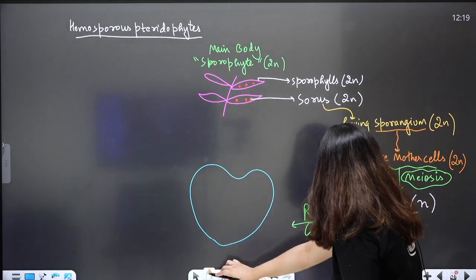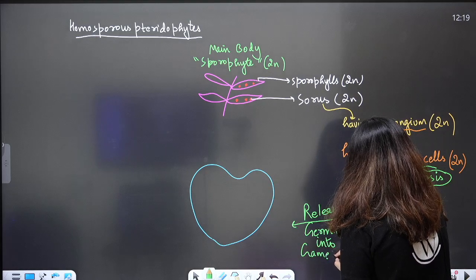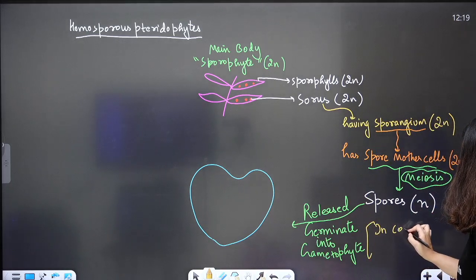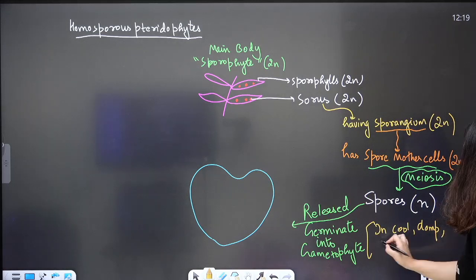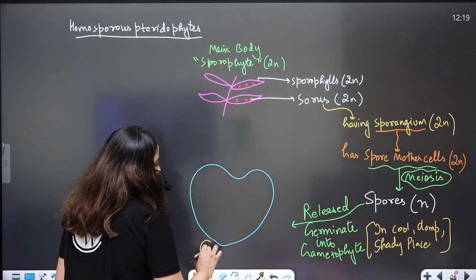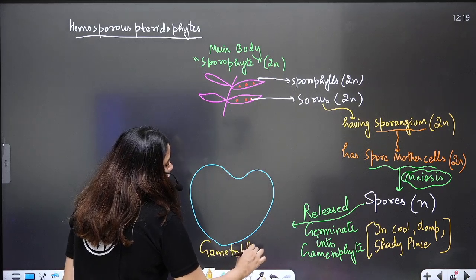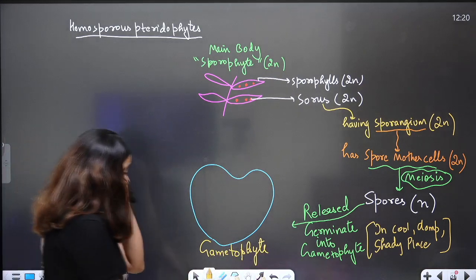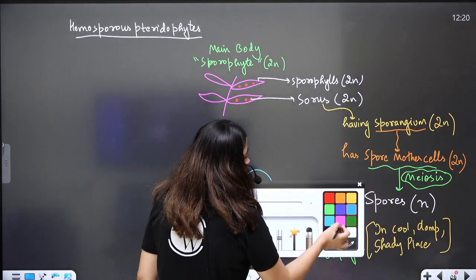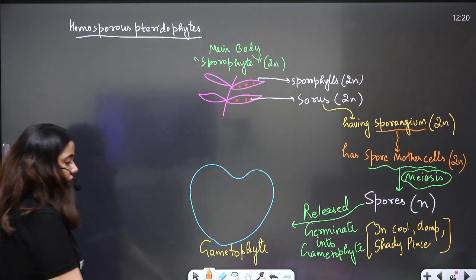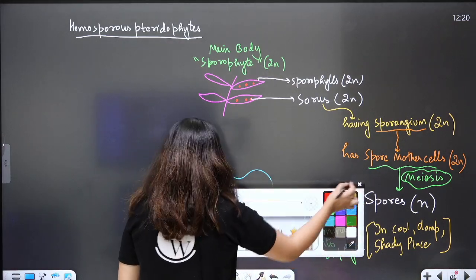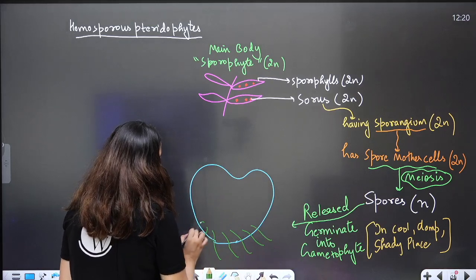They germinate into gametophyte wherever the spore finds cool, damp and shady places. So this is the gametophyte, right? The spore will be separated from the parent body and it will form a gametophyte. This gametophyte, beta, will have rhizoids. These are rhizoids.